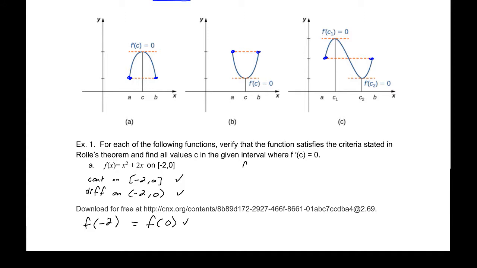Now we will take f prime of c equals 0 and find the value of c. Taking the derivative and evaluating at c, we get 2c plus 2 equals 0, which tells us the value of c we are seeking is -1. There we have found all the values of c that are guaranteed in that interval.